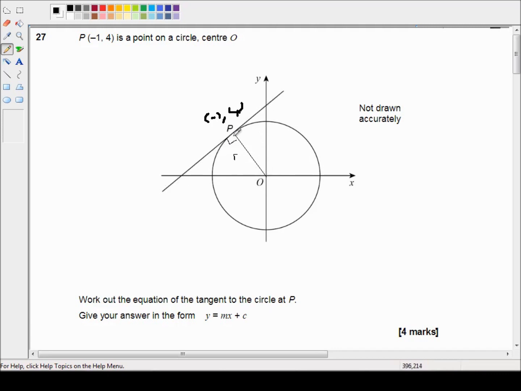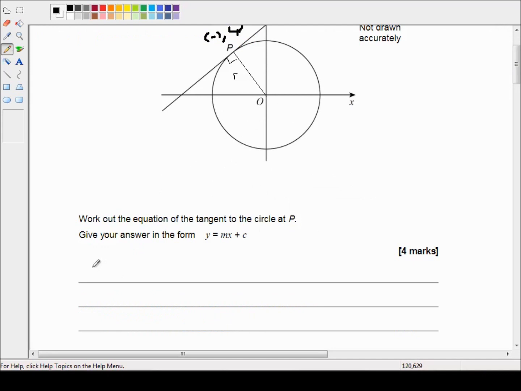So we've got the 2 points, (0, 0) and (-1, 4). So if I say y sub r for the radius is equal to m sub r x plus c sub r, and that's the equation for the radius. We don't need c sub r because it goes through the origin, so the y-intercept is just at 0, so we can get rid of that. So all we need is the slope of the radius.